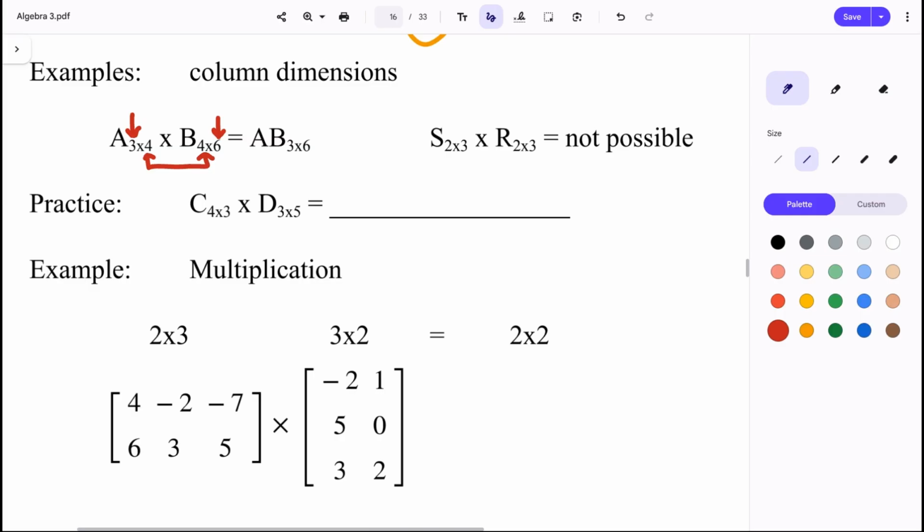The second example I have here is not possible to do because these numbers on the interior do not match. So if they don't match, you're not able to do that. So look at the practice right underneath it. Are you able to multiply these two matrices together?